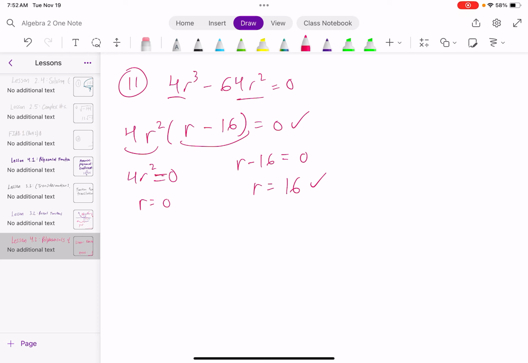Oh, my bad. This is to the fourth. So that means this is squared, which means this is r squared is equal to 16. We're going to take a square root of both sides. Don't forget the plus or minus. And we got, ka-ching, ka-ching. R is plus or minus square root of 16, which is 4. So these are your answers. R is 4, negative 4, and 0.